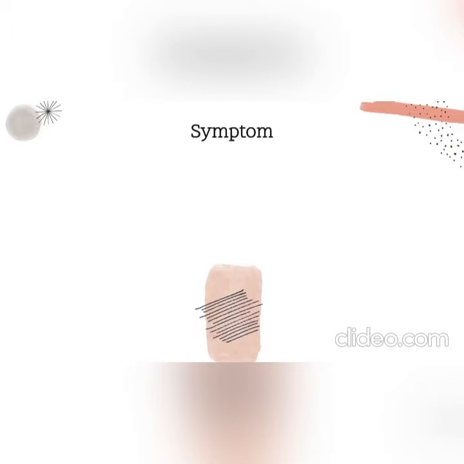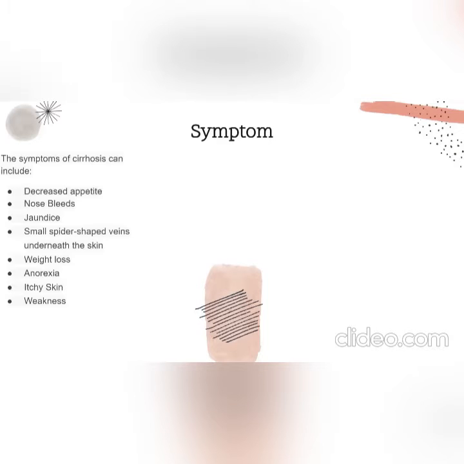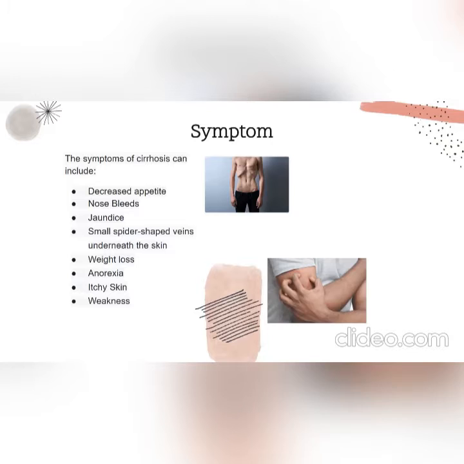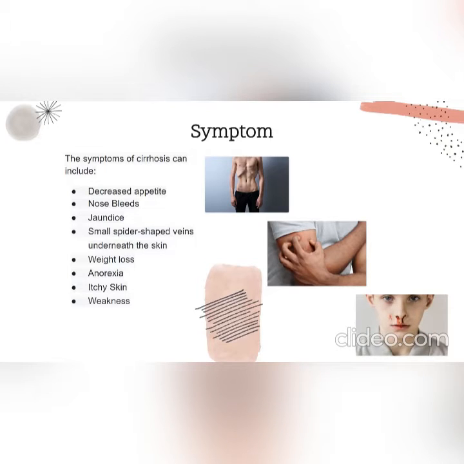Some symptoms of cirrhosis occur because the liver is unable to prevent the blood breakdown process, produce clotting proteins, and help with the absorption of fats and fat-soluble vitamins. The cirrhosis symptoms include decreased appetite, nosebleeds, jaundice, so yellow discoloration, small spider-shaped veins underneath the skin, weight loss, anorexia, itchy skin, and weakness. More severe symptoms include confusion, difficulty, abdominal swelling, etc.